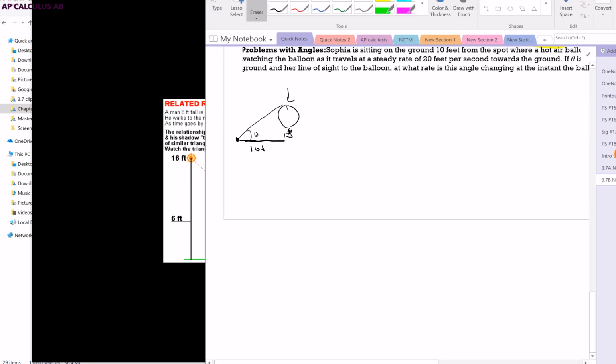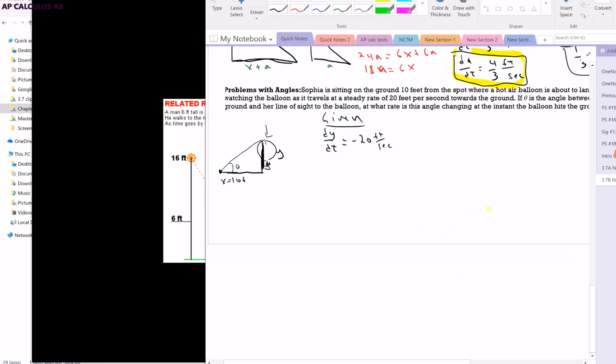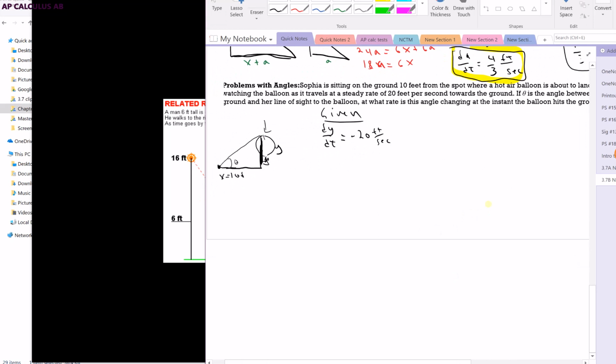So let's go ahead and put some variables in here. Let's call this x. Let's call this distance y. What are we given? We're given that the y distance, the up and down distance, the rate of change, dy/dt, is negative 20 feet per second. Why negative? Because it's going down, and that distance is shrinking. All right, and what do we want? We want the rate of change of the angle. So the angle is theta, so I want d theta/dt. That's the thing I want.